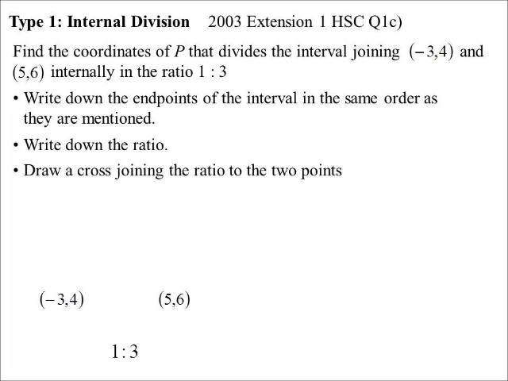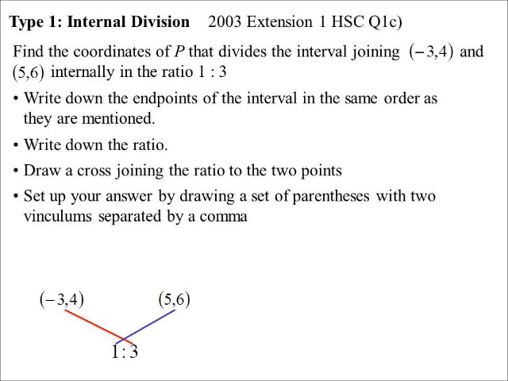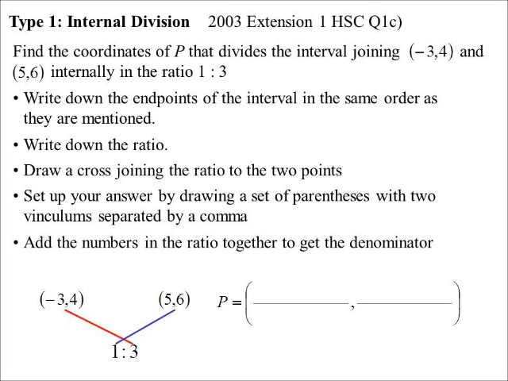And then I draw a cross. You can choose any colour you like. I chose red and blue. Okay, and this is how I set up my answer. I draw a set of parentheses with 2 vinculums. To get the denominator, I add the 2 numbers together that are in the ratio, 3 and 1. Yes, it wasn't a trick question. 4. So now on the bottom of the fraction goes 4.